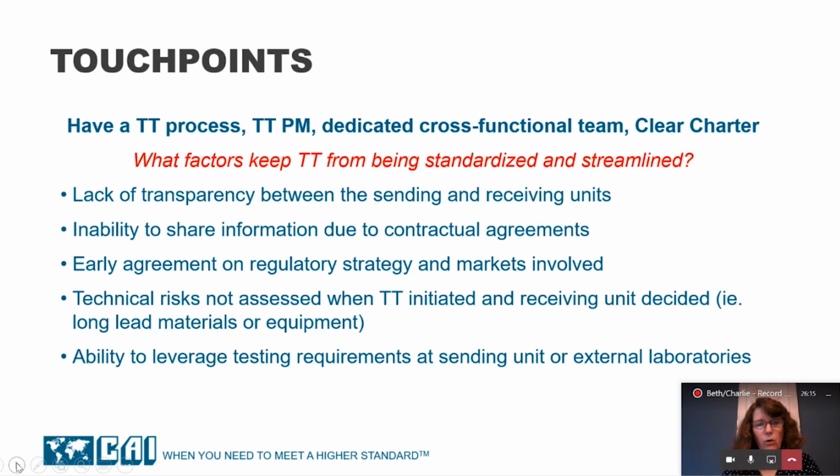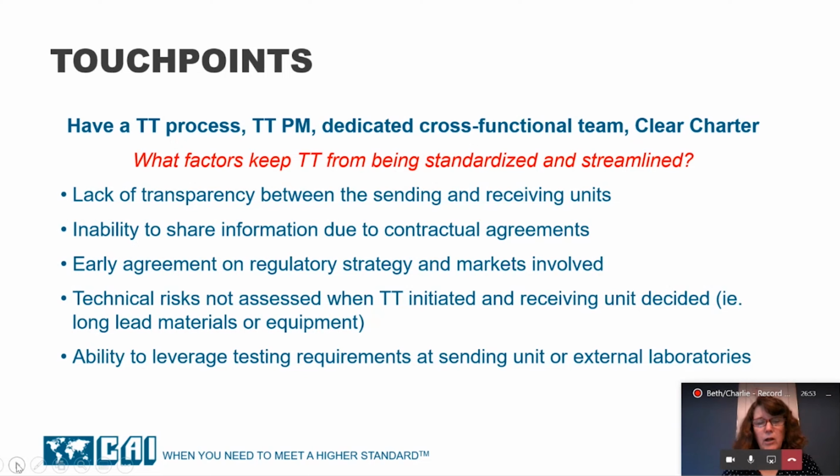And then we need early agreement on regulatory strategy and the markets involved. The earlier you can get that in place, the better for technology transfer. Often markets might be added or the strategy might change midstream on a technology transfer, and that completely impacts the timeline and involvement of some of the functional areas. As we discussed, technical risks might not have been assessed soon enough. And so you might learn some information when you start doing that knowledge transfer that will impact business goals and the boundaries and assumptions that we use to establish the tech transfer.